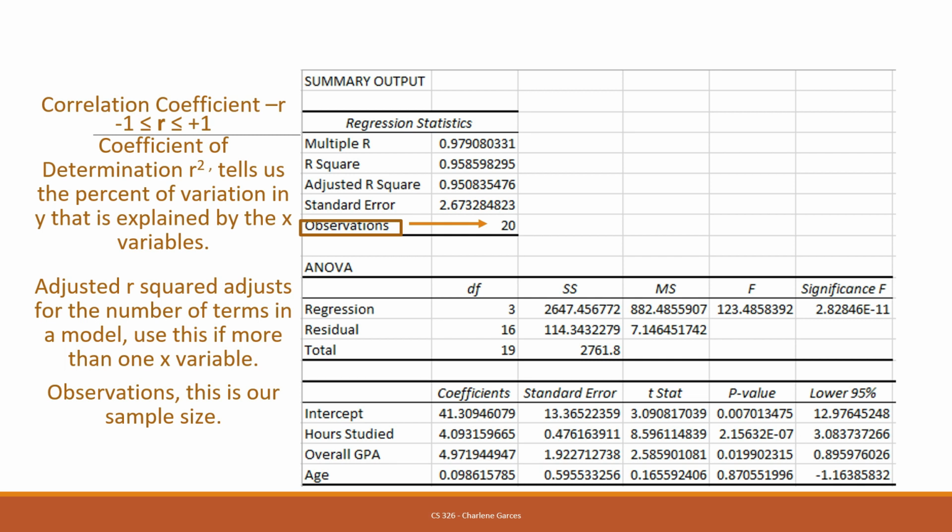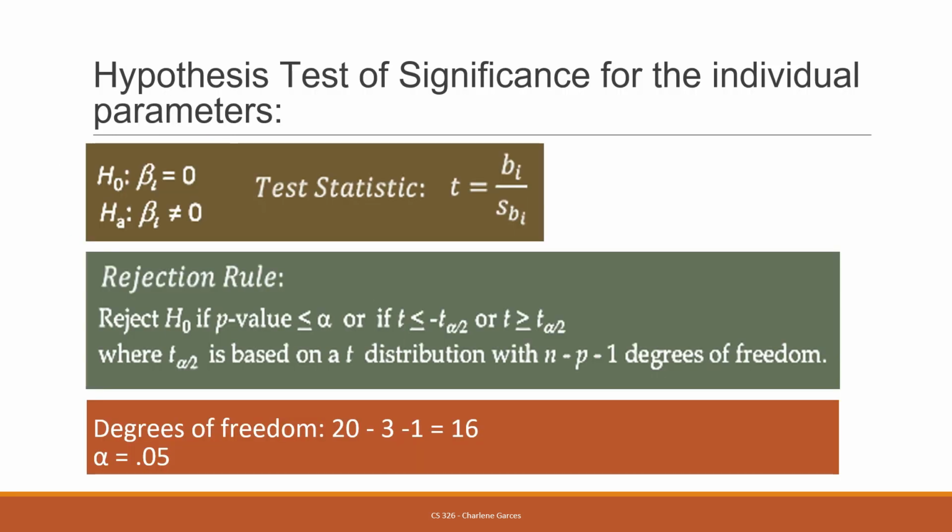If you can still remember, we had 20 data sets. So this is our observation, our sample size, the 20 with different hours of study, GPA, and age. That is the 20 sample size. And then the hypothesis test of significance for the individual parameters. So these are the explanations of the model that we created.